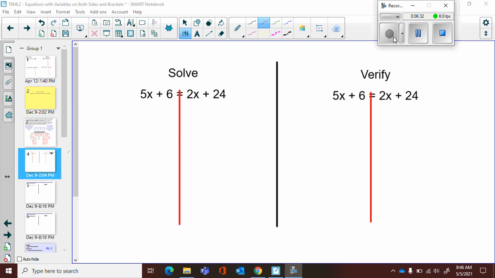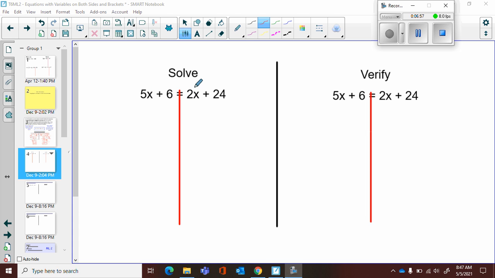So let's try one more example here. We have 5x plus 6 equals 2x plus 24. So we have x's on both sides. We want to get all the x's onto one side. So I usually like to have them on the right-hand side, but even more than that, I like them to be positive. So I know if I move this 5x, I'm going to have to subtract 5x, and it's going to leave me with a negative x on this side.